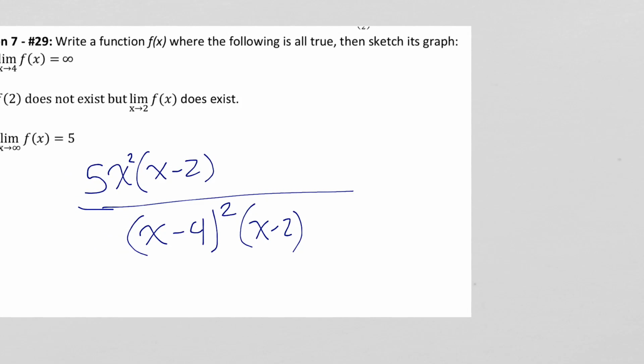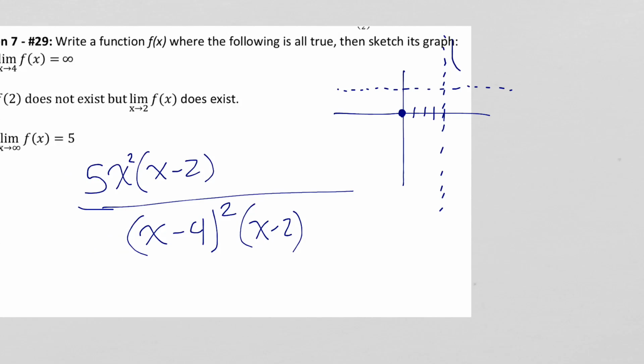We could sketch this. X minus 4. We know we have a 1, 2, 3, 4 vertical asymptote right there. Notice that x squared in the top is giving us a 0 right there. That's going to bounce. The 5 is giving us a horizontal asymptote up at the y value of 5. X minus 2, we have a hole, and now we need to sketch this.